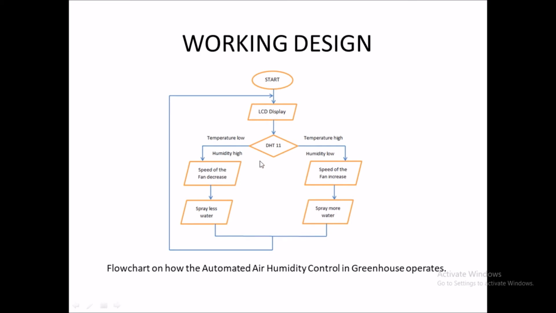If the temperature is low and the relative humidity is high, the speed of the fan will decrease to increase the current temperature and less water will be sprayed to decrease the humidity. The DHT11 will then sense the corrected temperature and humidity of the greenhouse and it will be displayed again on the LCD.